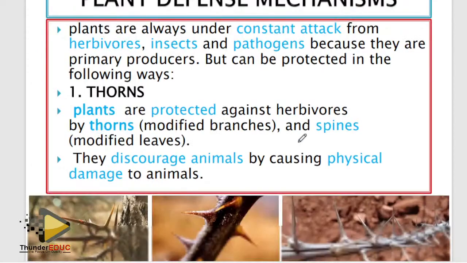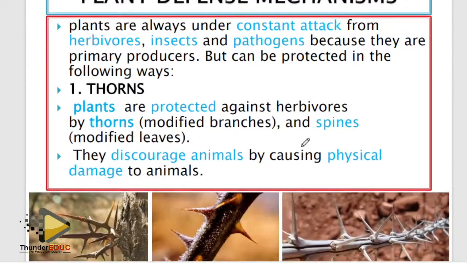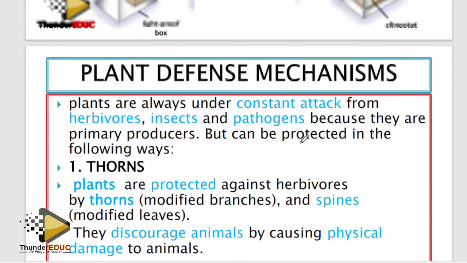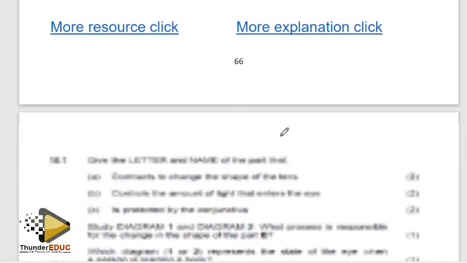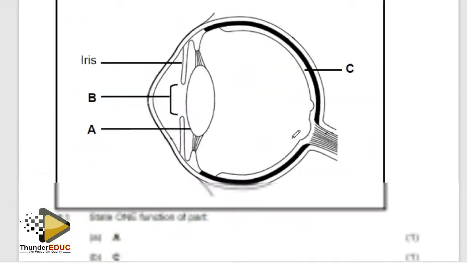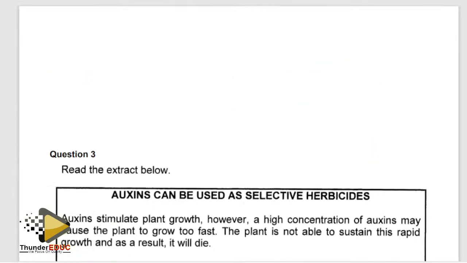Plant mechanisms. These are simple thorns. And guys, I think you have the paper.